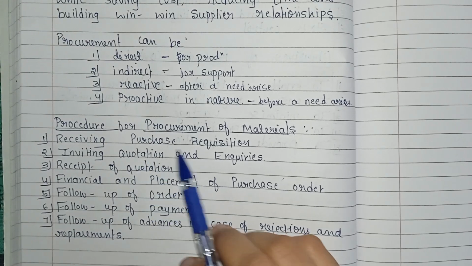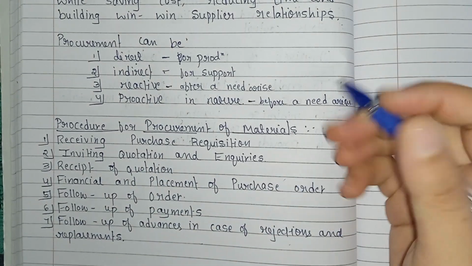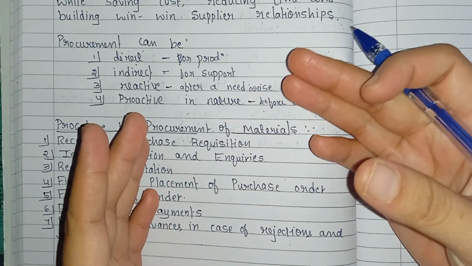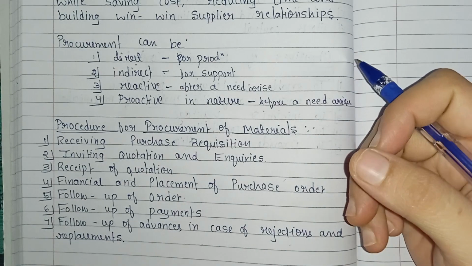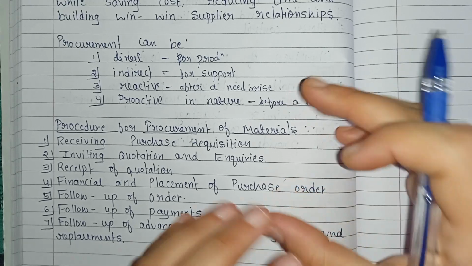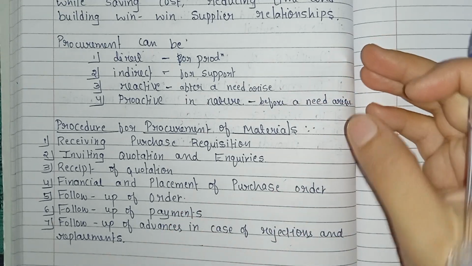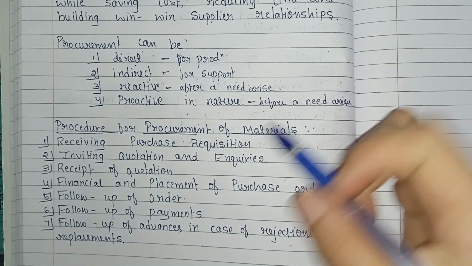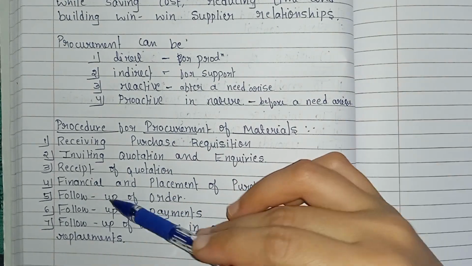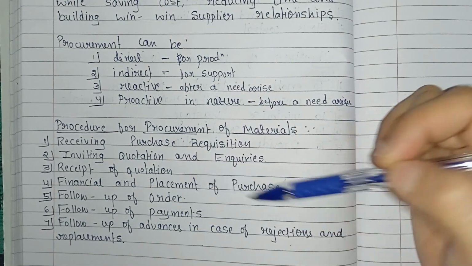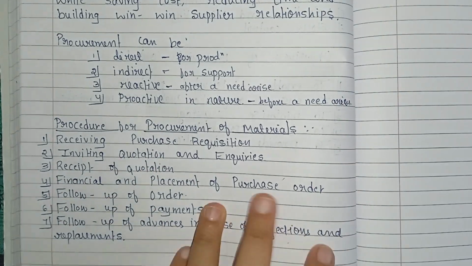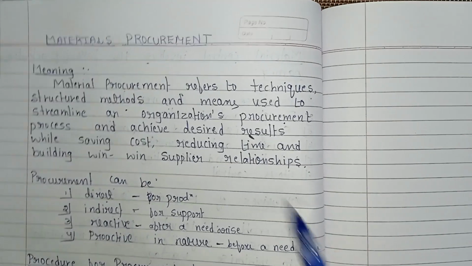First one is receiving of purchase requisition, and second one we need to invite the quotations and enquiries about the materials, their price, quantity, delivery terms, payments, and receipt of quotation. After that we have to select the quotation as per our requirement, as per our budget or investment limit, and financial approval and placement of purchase orders, and follow up of orders, and follow up of payments, and follow up of advances in case of rejections and replacement. So these are the procedures involved in procurement of materials. So this is about materials procurement.